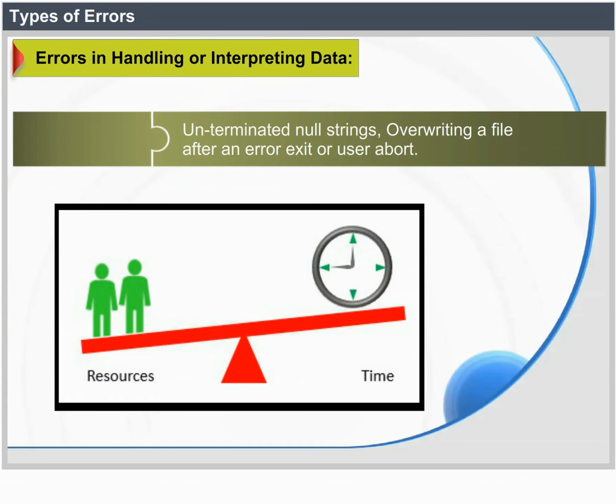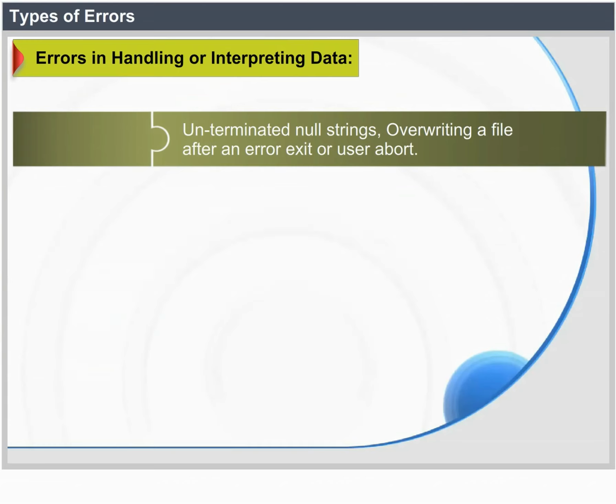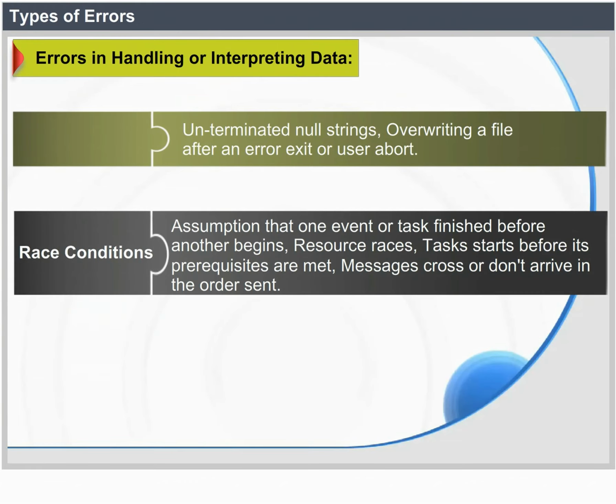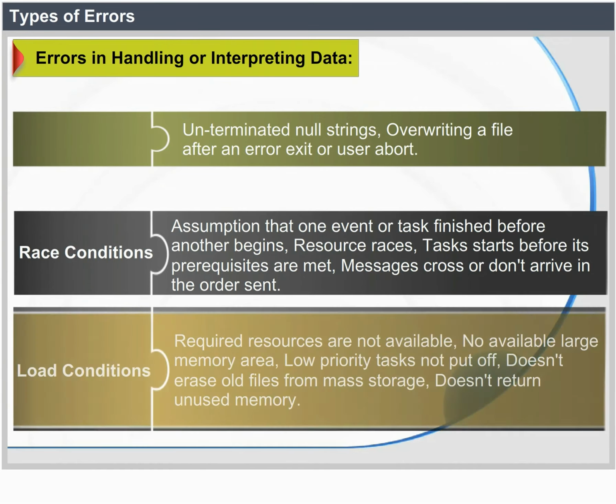Race conditions: assumption that one event or task finishes before another begins. Resource races: a task starts before its prerequisites are met. Messages cross or don't arrive in the order sent. Load conditions: required resources are not available. No available large memory area. Low priority tasks not put off. Doesn't erase old files from mass storage. Doesn't return unused memory.